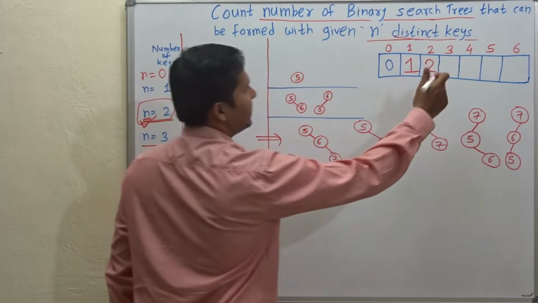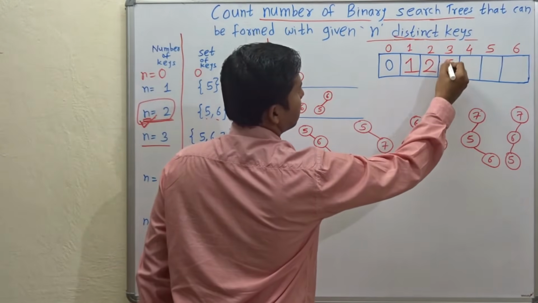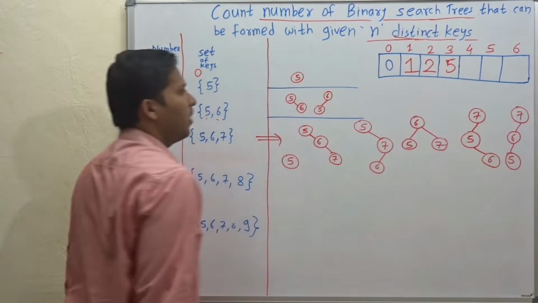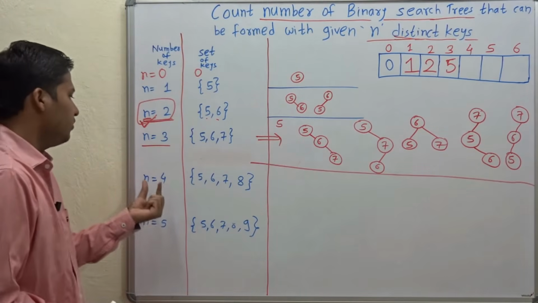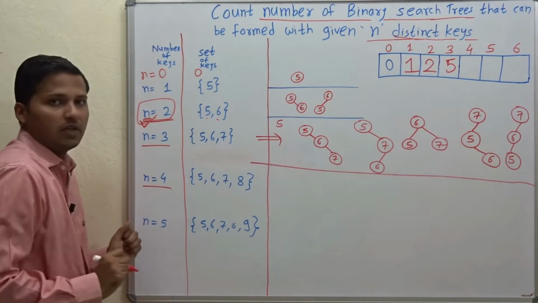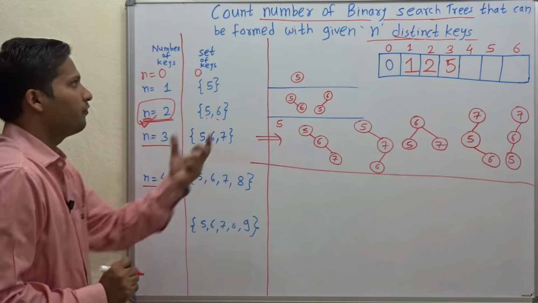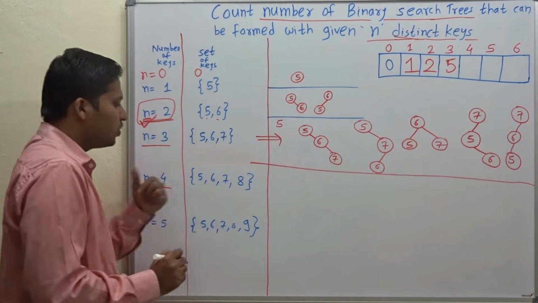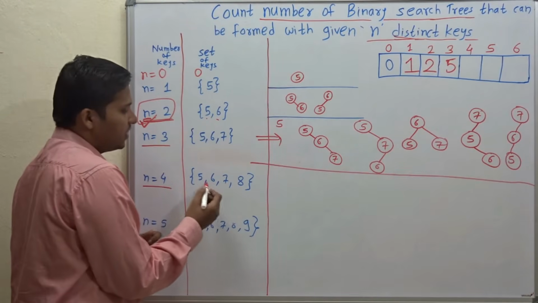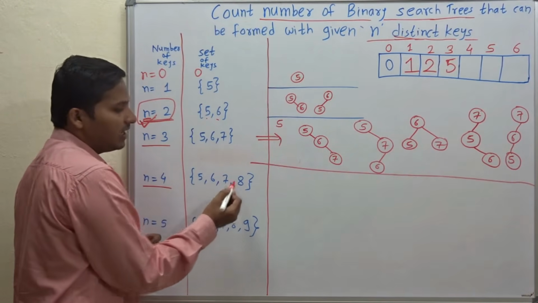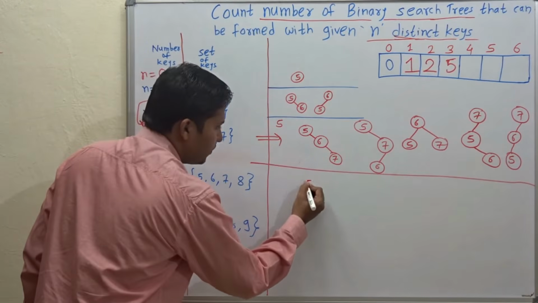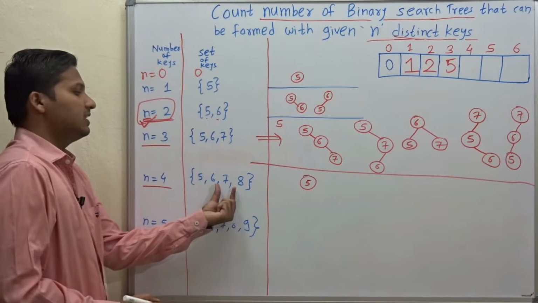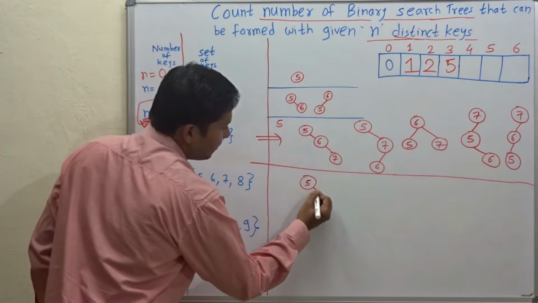Okay, so let's write it in the array. For 3 keys, 5 binary search trees are possible. So let's now see for n equal to 4, means what are the number of binary search trees for n equal to 4. So the set of keys is 5, 6, 7 and 8. So here let's take 5 as the root first. 6, 7 and 8 are greater than 5.